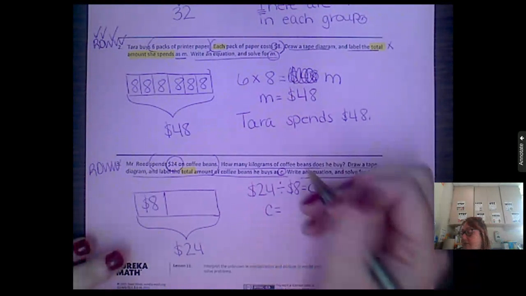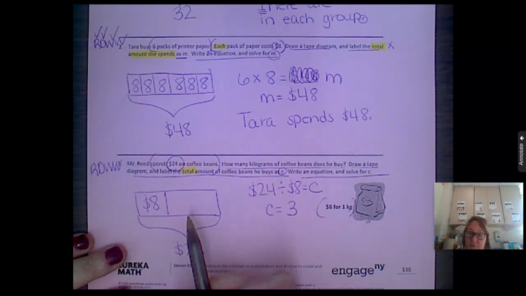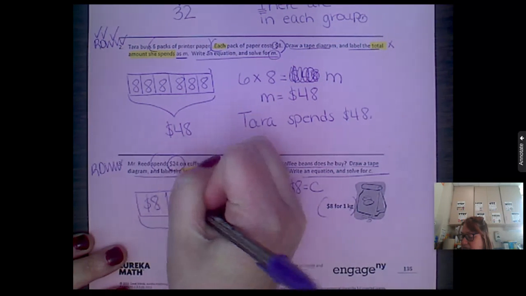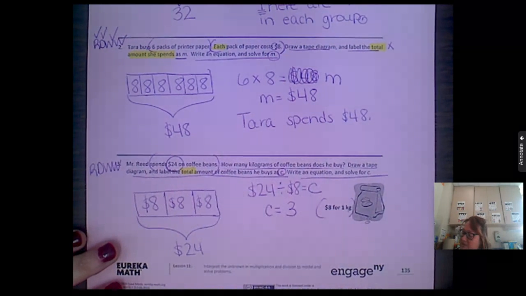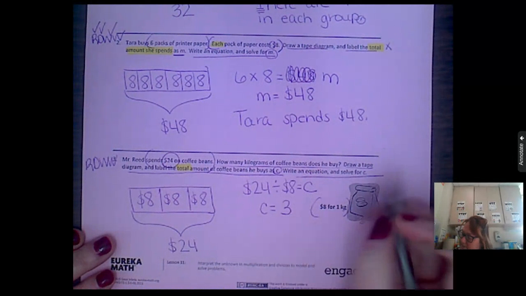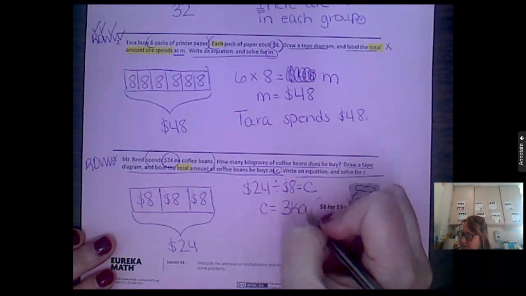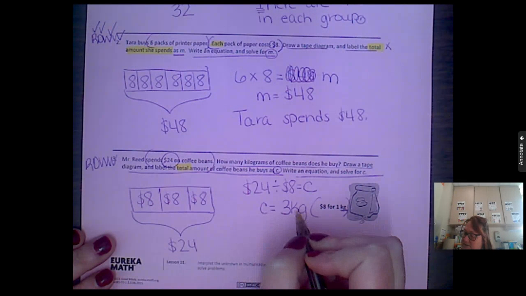So C equals 3. So then how many groups do I need? 3. So I already have 1 group. So 1 more line gives me 2 more groups. Okay. And remember, it would be 3 kilograms, right? Because it's $8 equals 1 kilogram of coffee. So C equals 3 kilograms of coffee.